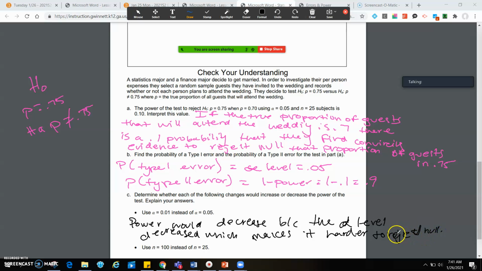Okay. And then we've also got this one that says N equals 100 instead of N equals 25. So we're increasing the sample size. So power would increase because sample size increased.